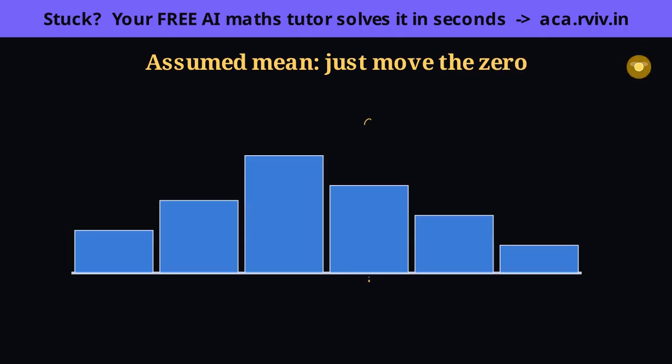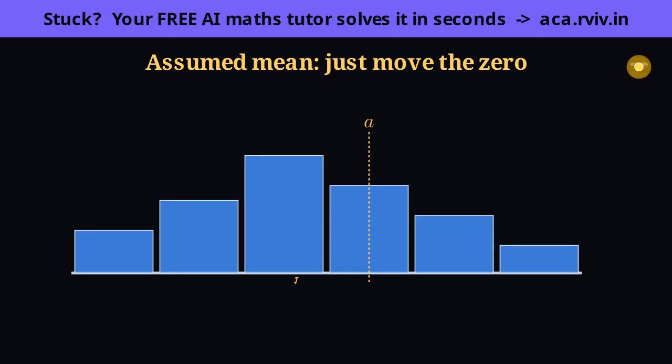Now the clever move. I plant a brand new zero on the ruler right at A. From here on, I don't ask, what is this class mark? I ask, how far is it from A? That distance is the deviation, di equals xi minus A. A class below A gets a negative d, a class above A gets a positive d, and the class sitting on A gets 0. The numbers we now handle are small, single or double digits instead of hundreds.